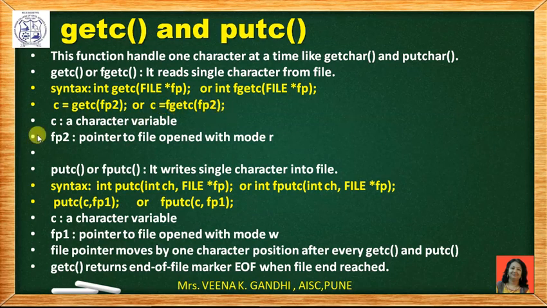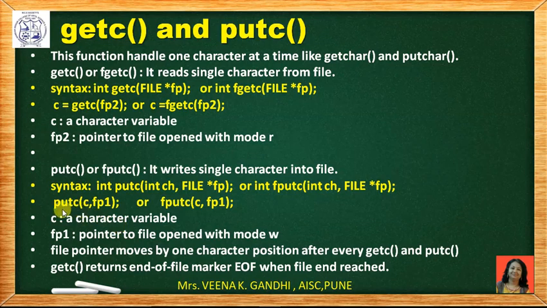Now the next function, putc or fputc, writes a single character into a file. The syntax is putc, the character that we want to write, and the file pointer. It returns the character that has been written. Or int fputc, int comma FILE *fp.